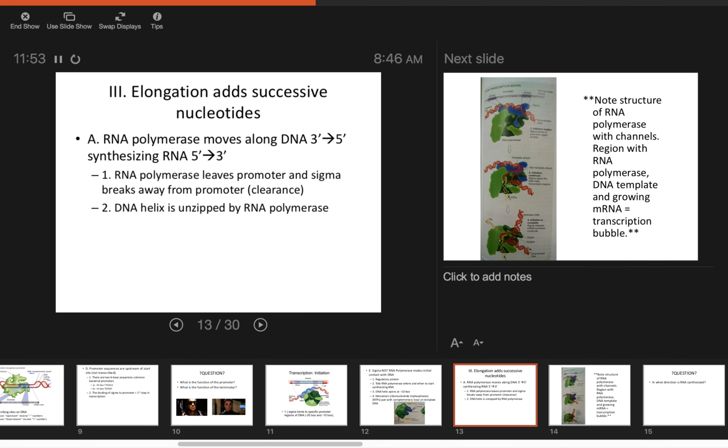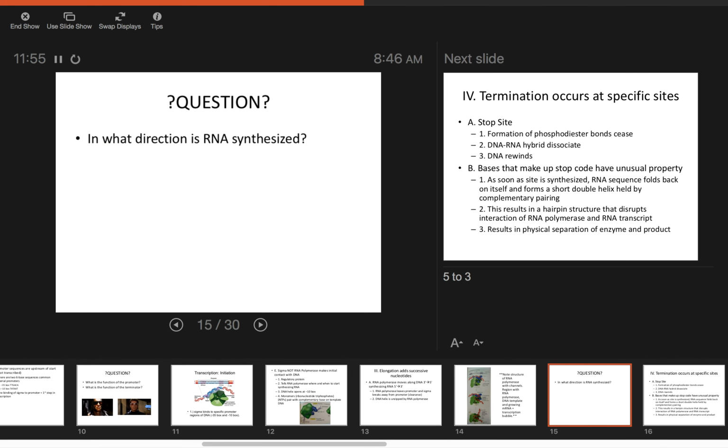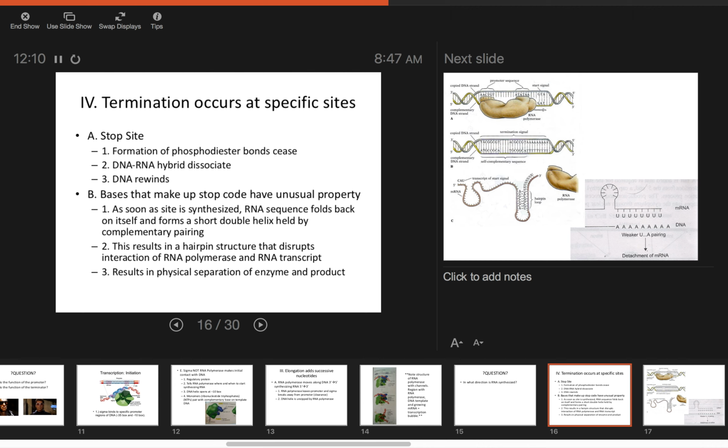Good? All right. So question, in what direction is RNA synthesized? 5 to 3. Very good. Now, what's the final step in transcription? We've talked about initiation, elongation, and termination. So termination does occur at specific sites. We do have some stop sites.